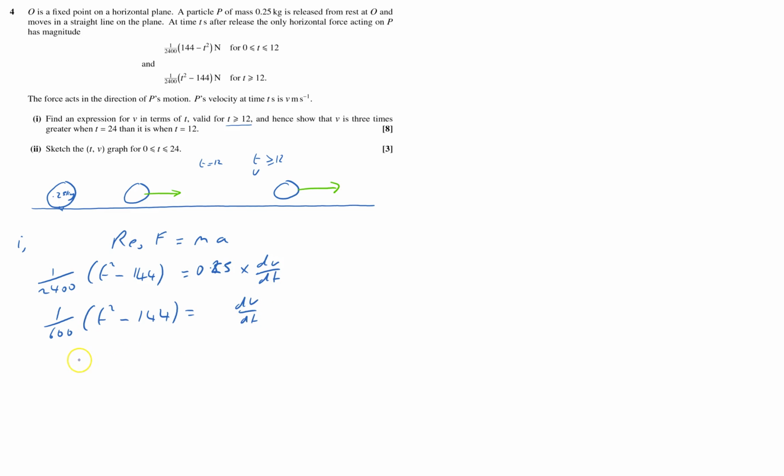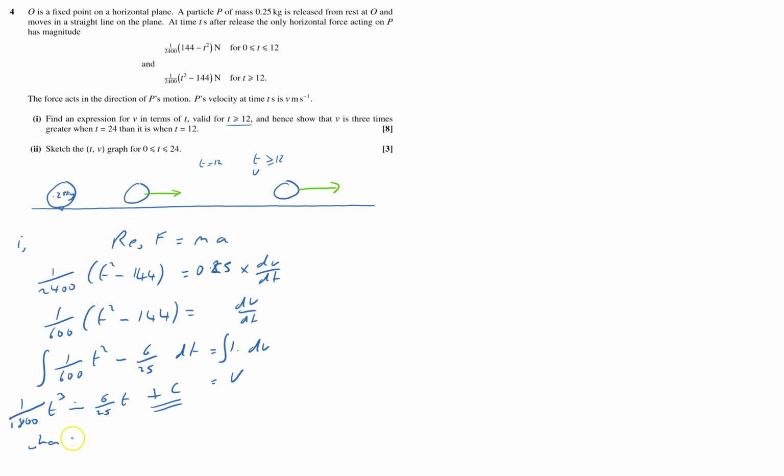Separate the variables, and I'm going to multiply this out as well. So 1 over 600 t squared minus, and that cancels down to 6 over 25, dt equals dv. Let's multiply through by dt and put the integral signs in, because I'm integrating with respect to t. And that's v. If I integrate this, the power has to increase, so that'll be 1 over 1800 t cubed minus 6/25 of t, and mustn't forget plus c, so we need to find c.